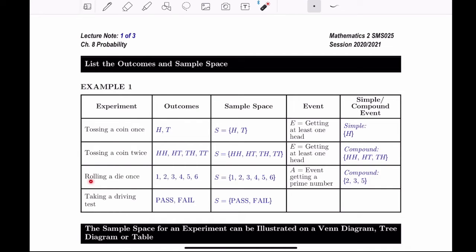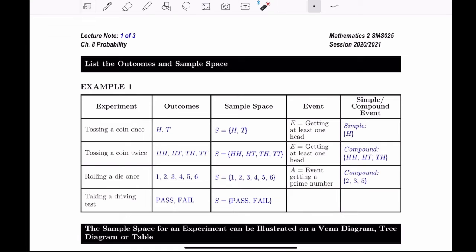The third experiment is rolling a die once. So if we roll a die once, the possible outcomes are 1, 2, 3, 4, 5, and 6. So for the sample space, we will list all the possible outcomes in the curly bracket. Okay, let's say the event A is the event of getting a prime number. So what is a prime number? A number that is greater than 1 and can only be divided by itself. So 1 is not included.